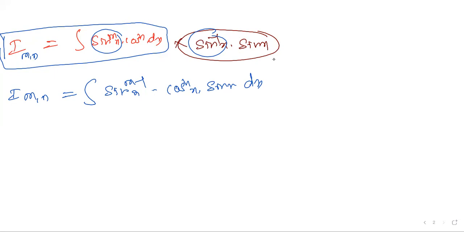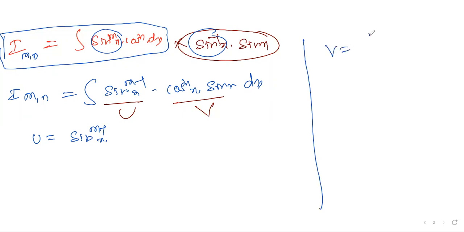Now step number two: you have to use the UV formula. You can take this as u and this entire part as v. So u is equal to sin^(m-1) x. Then v is equal to the integration of cos^n x into sin x dx. Clear? Let us start applying.